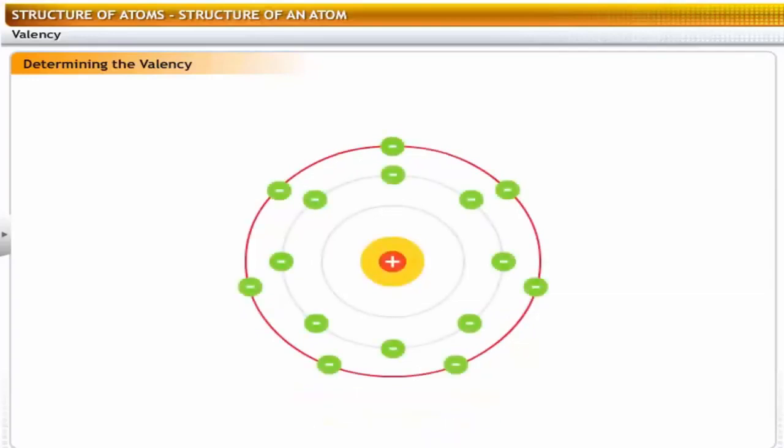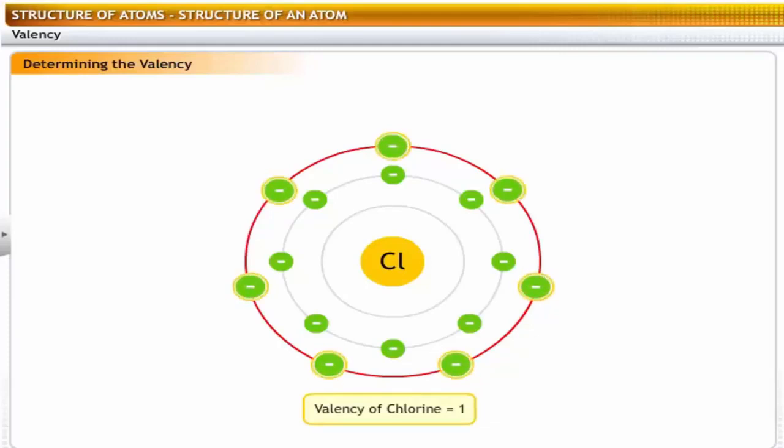On the other hand, if the outer shell has more than 4 electrons, the valency is 8 minus the number of electrons in the outer shell. For example, a chlorine atom has 7 electrons in the outermost shell. In this case, it is easier for chlorine to gain 1 electron instead of losing 7 electrons. Hence, its valency is determined by subtracting 7 electrons from the octet, which gives the valency of 1 for chlorine.